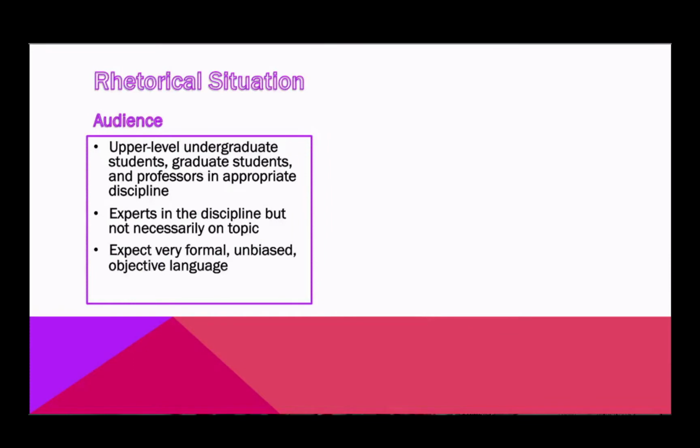Keep in mind that academic audiences expect very well-researched and very formal, unbiased papers with formal, unbiased, objective language. That means you cannot use first-person pronouns such as I, me, we, us, or our, and so forth. Second-person pronouns such as you, your, yours, etc. Informal language or slang except in direct quotes.